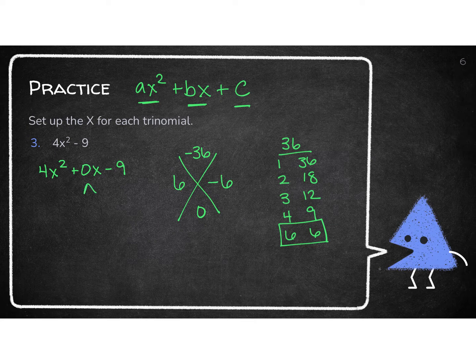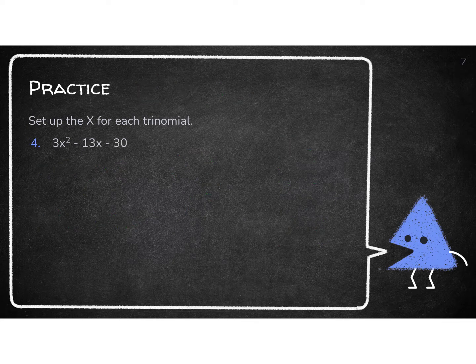So that's going to split up into my 4x squared plus 6x minus 6x minus 9. And you can double check to make sure that this works out, because if I add 6x minus 6x, those go into 0, which is exactly getting me back to where I wanted to be.